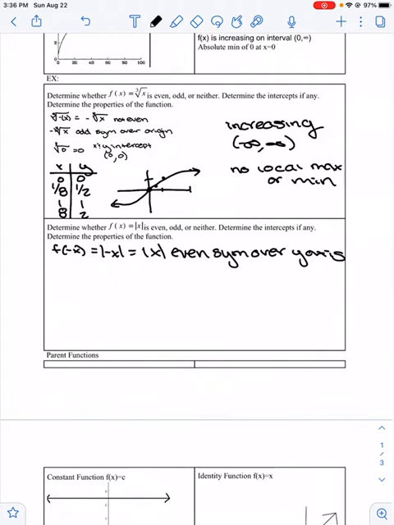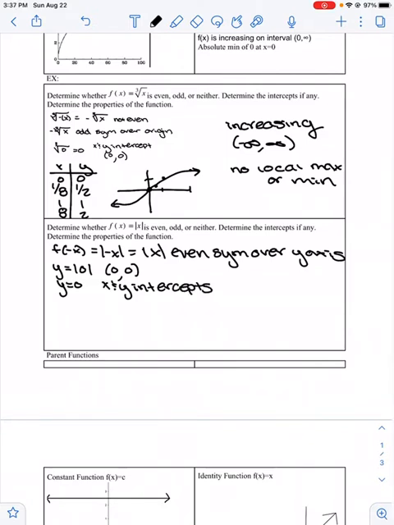Alright, next we're going to look for those intercepts. So for our y-intercept, x equals 0, so let's plug in 0. So y equals the absolute value of 0, which just equals 0. So we have the intercept is 0, 0. And since 0, 0 is our intercept, that means that's both the x and y intercept.